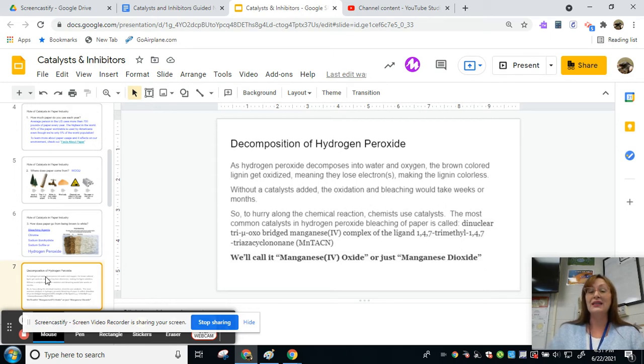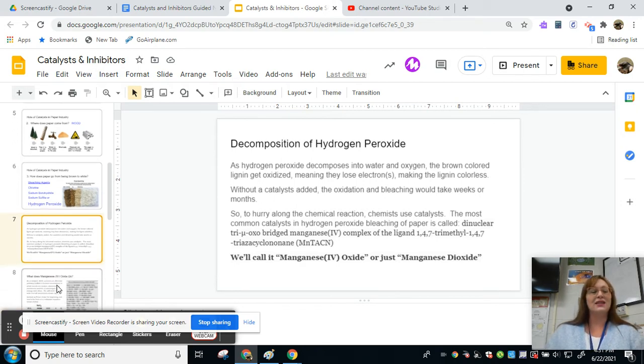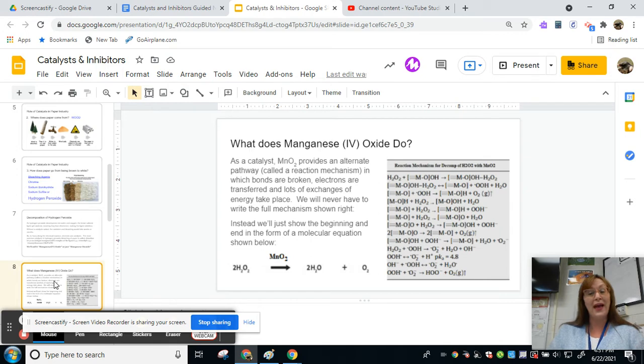And in this case, the catalyst that they use is called dinuclear tri-mu-oxo bridged manganese complex. We'll never say that again. We're going to call it manganese 4 oxide, or another name for it would be manganese dioxide. A lot easier to say. The actual pathway that it goes through has a bunch of steps. I haven't counted those, but I think it's about 14 steps or something in there. And that's going to be lots of energy exchanges. Electrons are transferring, bonds are being broken, new bonds are forming. So there's a long process.